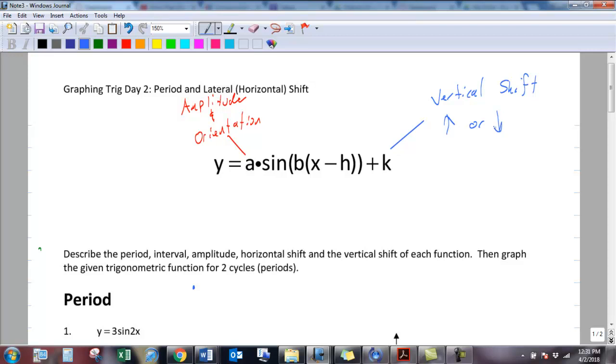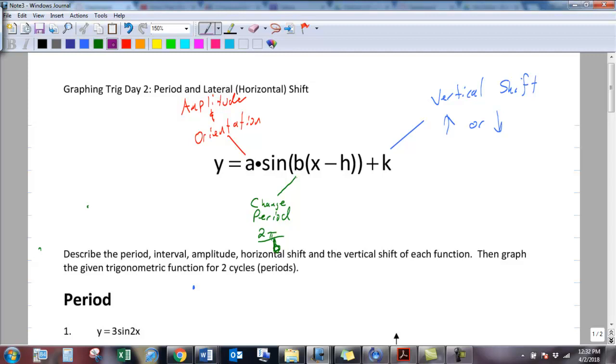But one thing that I hope you experimented with and learned a little bit about was B and H here. B is going to change the period. Our default period is 2 pi, right? However, if there's a B, but so far our B has only been 1. If B is anything other than 1, it's going to change our period. The way that it's going to change the period is 2 pi divided by B. That's how we are going to calculate what the new period is. That's the worst B ever. 2 pi divided by B is how we're going to determine what the new period is.